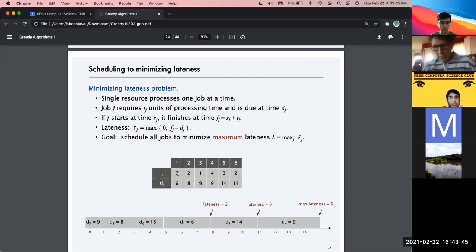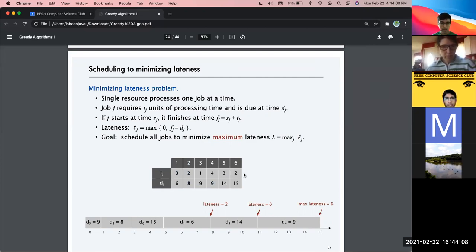Interval 1 takes 3 hours to complete and it's due at time 6. Interval 2 takes 2 hours to complete and it's due at the 8th hour, and so on. That's basically what this table tells us. And what we would need to figure out for this problem is we want to find a way to schedule all the jobs that minimizes the maximum lateness.